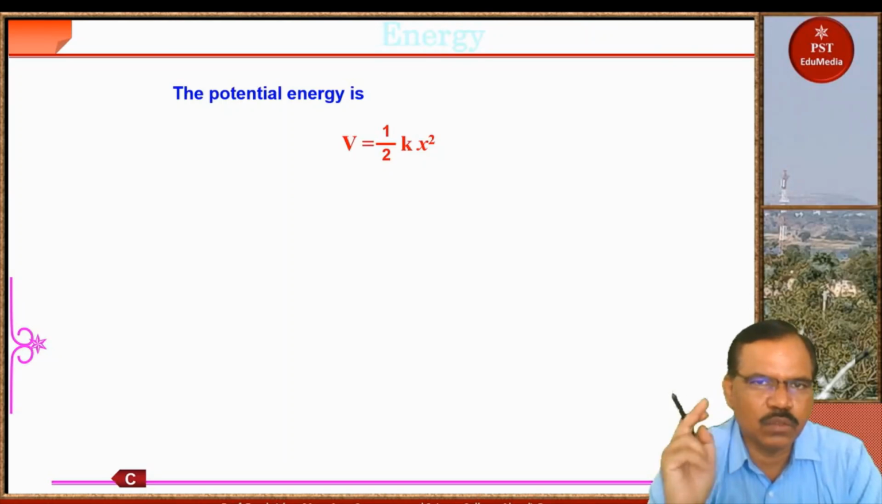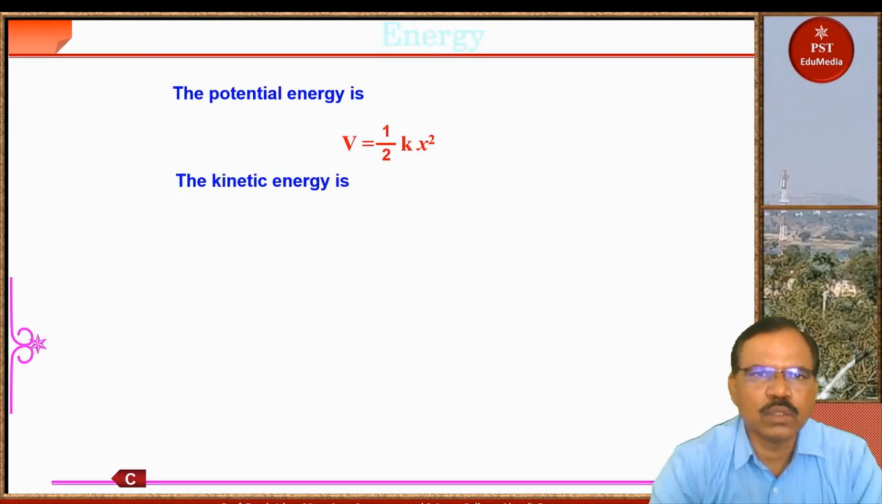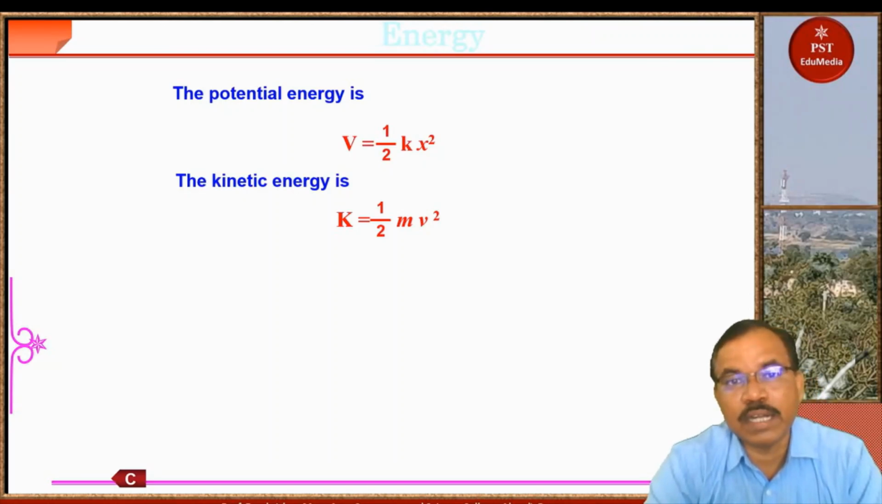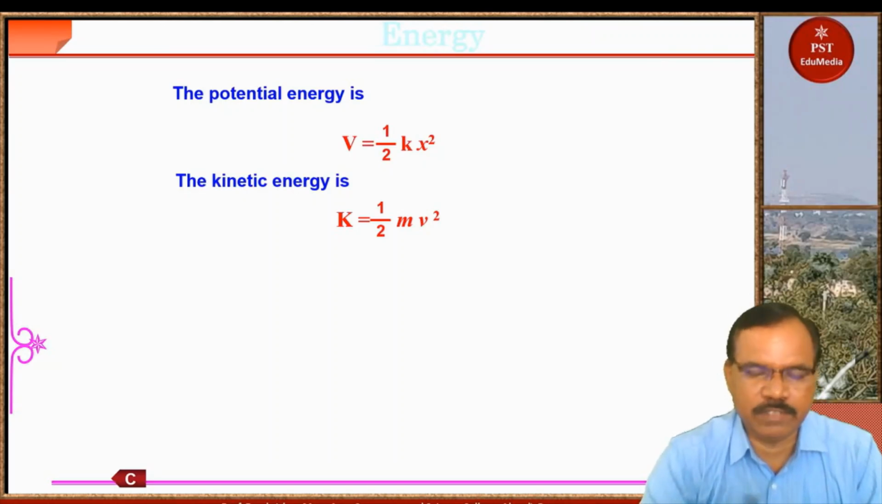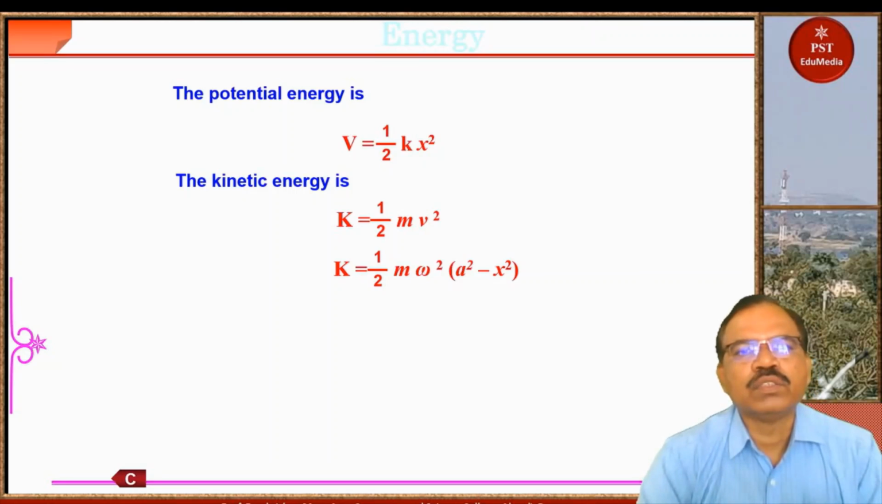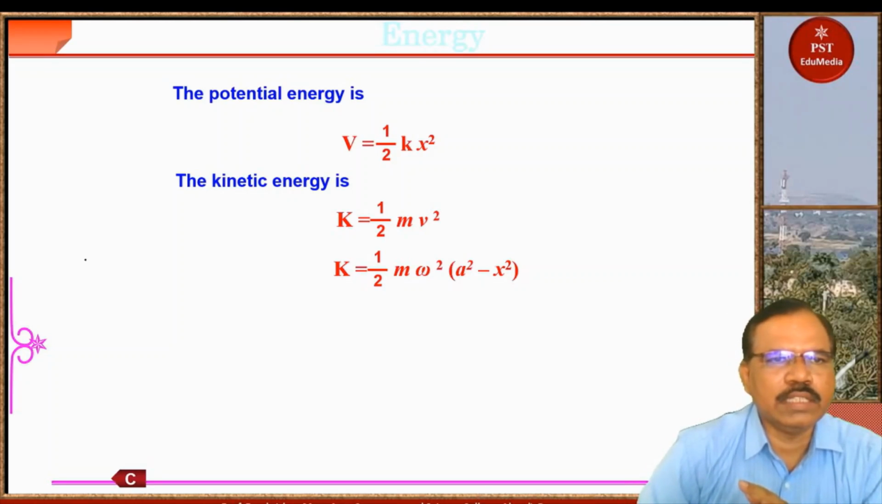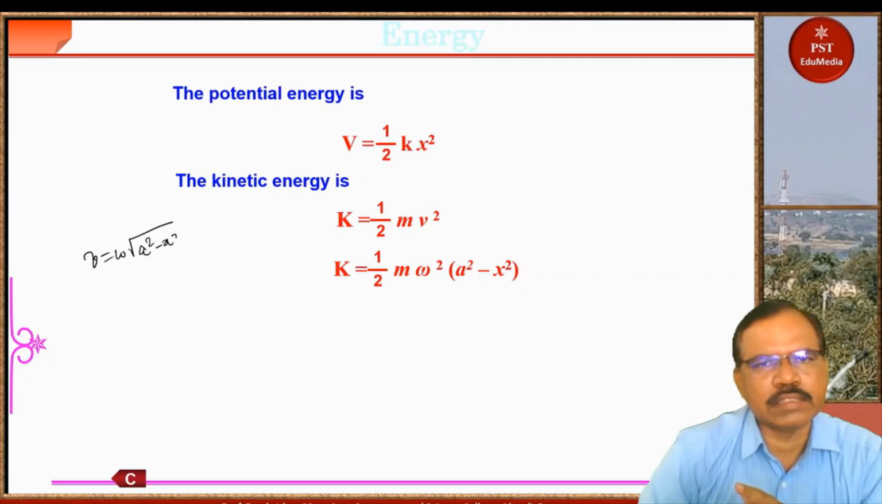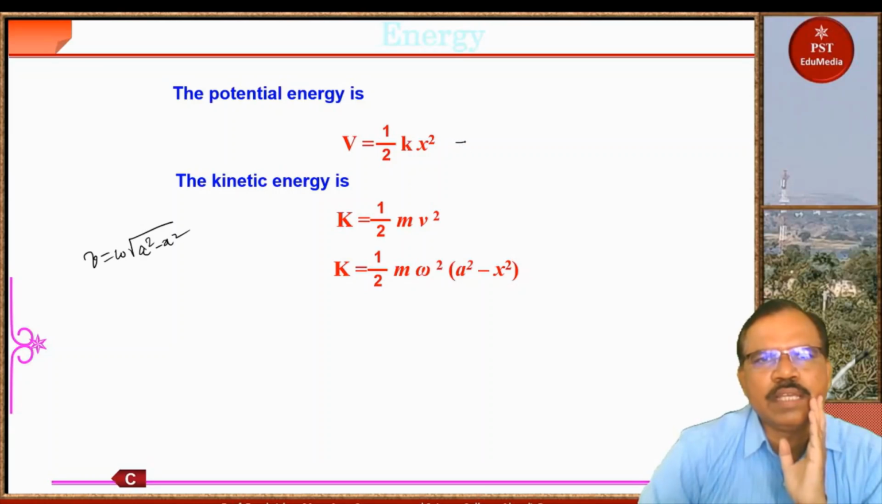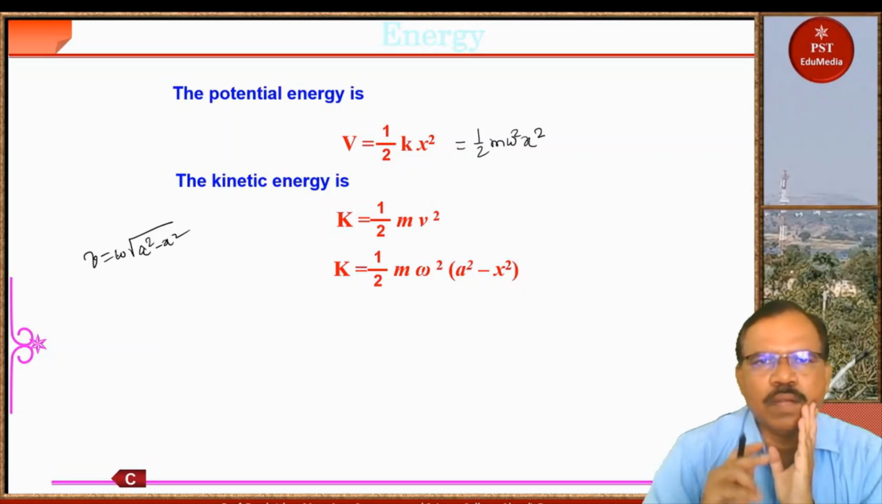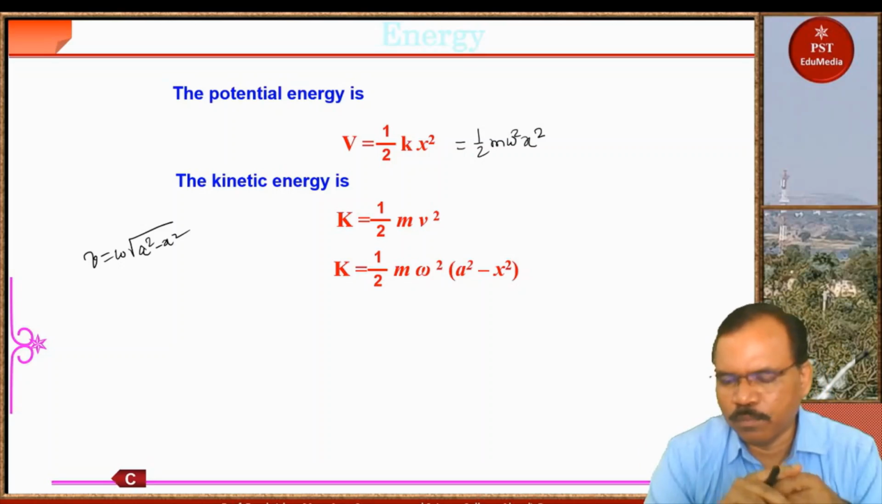Potential energy V is equal to 1/2 kx square. And the kinetic energy is 1/2 mv square, where v is velocity. So kinetic energy is 1/2 m omega square (a square minus x square), because we know velocity is omega under root a square minus x square. So here we can write 1/2 m omega square x square also. Why? Because k is equal to m omega square.